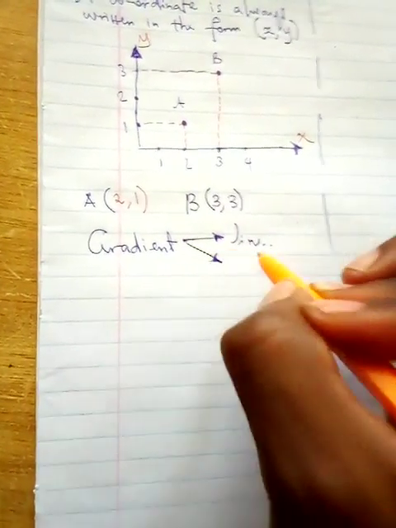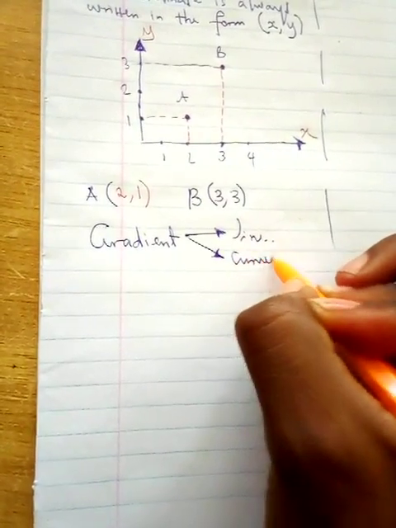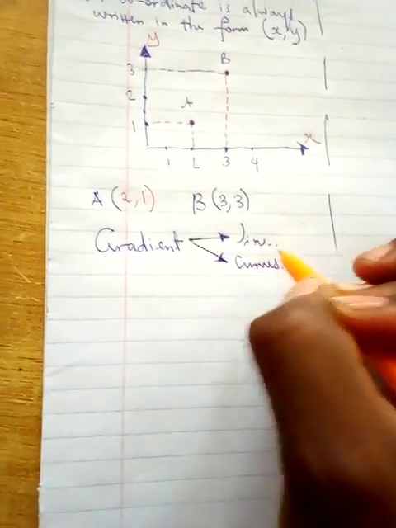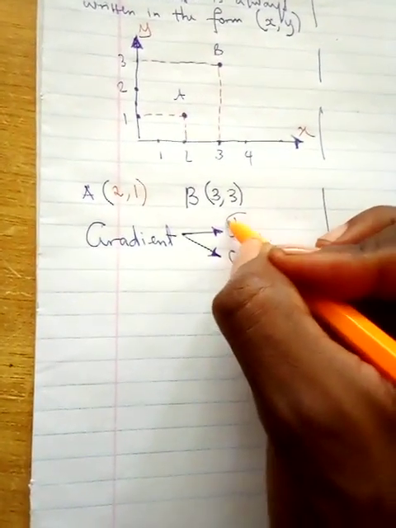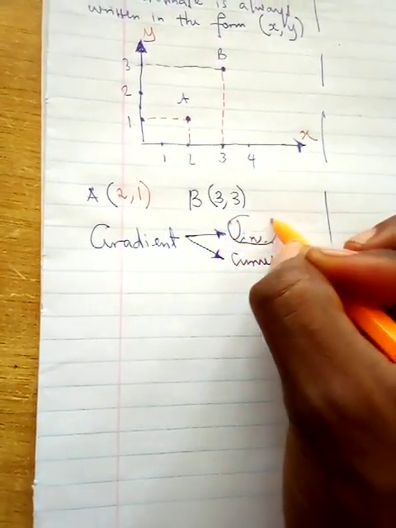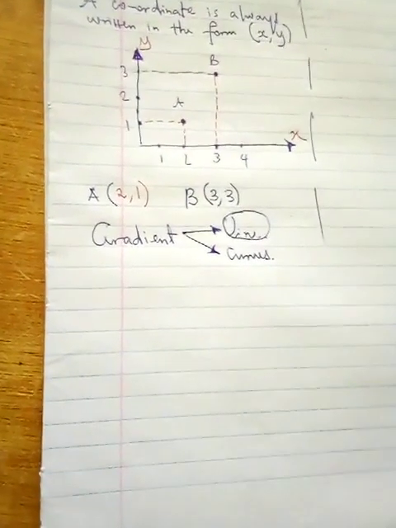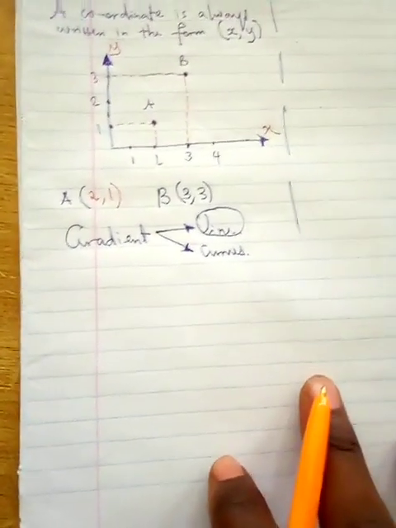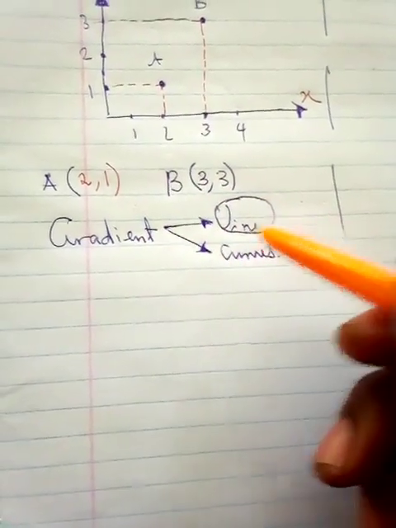We can also talk about caves, the gradient of caves. But in this video, we're just going to be talking about the gradient of a line because it's much easier to explain as compared to caves. There is a lot of calculus involved there. So how this one is going to go now is like this.